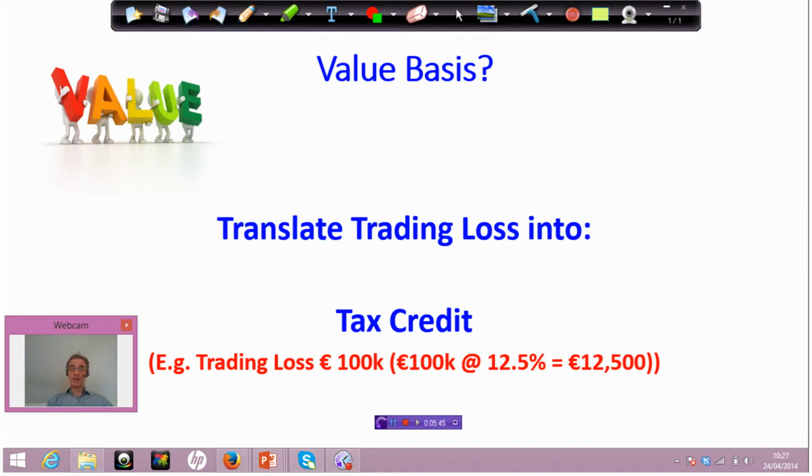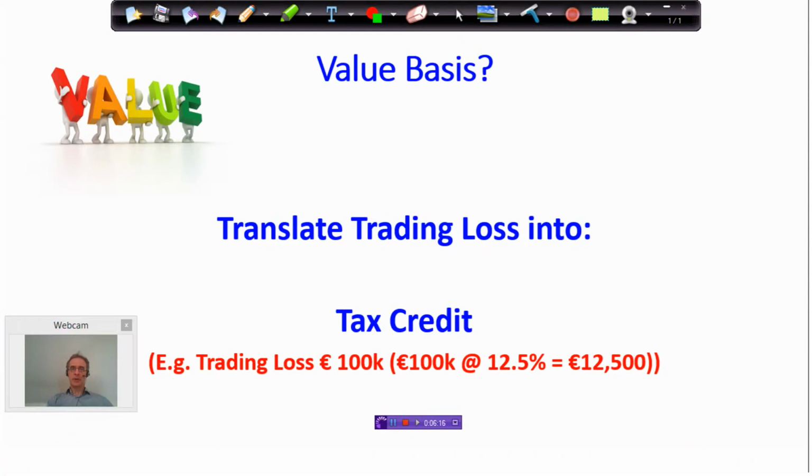Well, the value of that loss is in effect 100,000 euros times 12.5%, being the CT rate for trading income. So in effect, what we have to utilize is this 12,500 euros. And what we'd be looking to do is to calculate tax as normal on the other income, and then just deduct what we have available. In this case, we have 12,500 euros available. Deduct that from the various portions of other income.